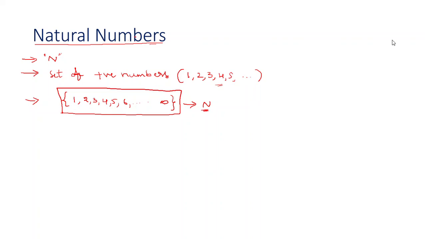The least number in the natural number set is 1. The natural number set consists of all positive numbers, and it doesn't contain 0, because 0 is not a positive number. So all the numbers that the natural number set contains are only positive.